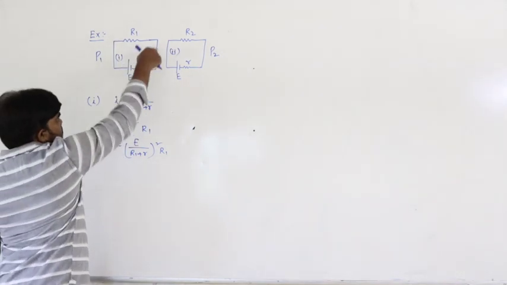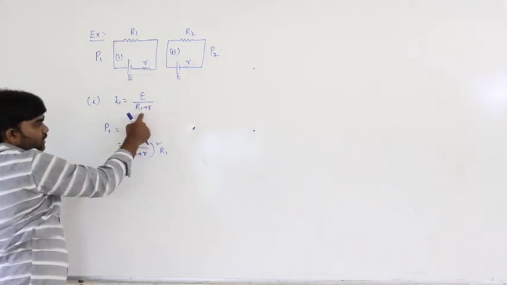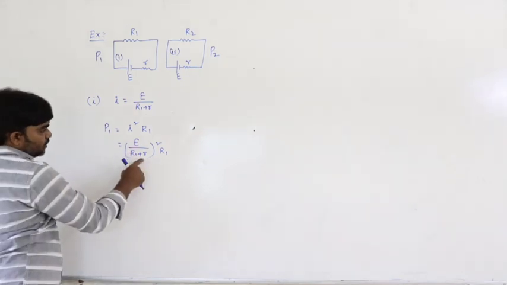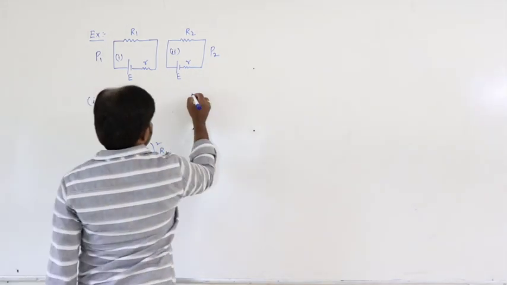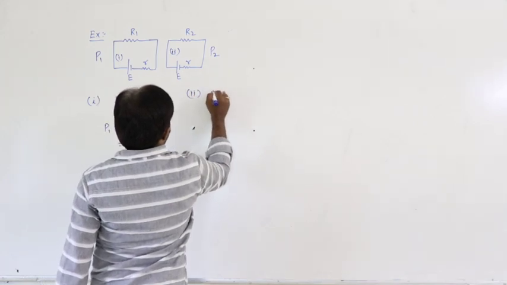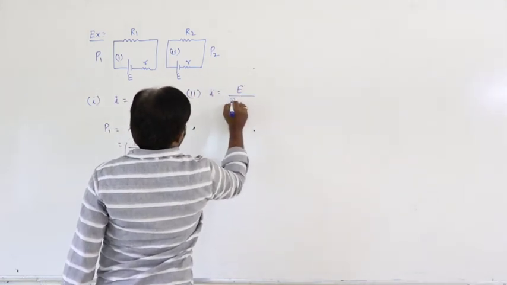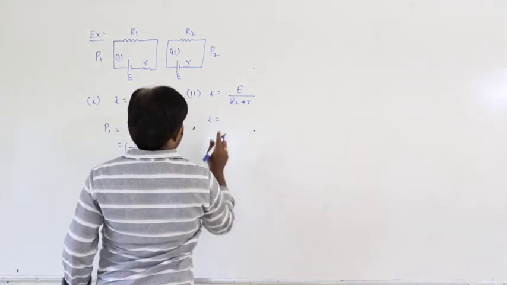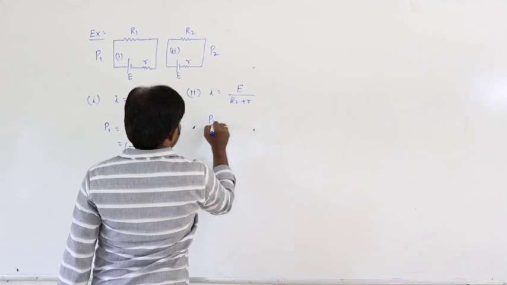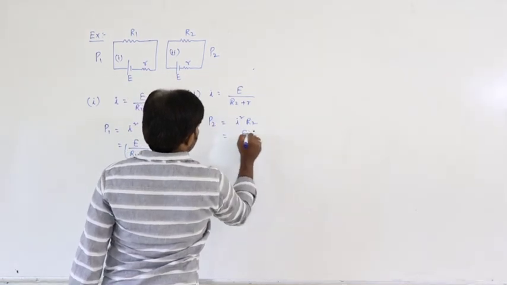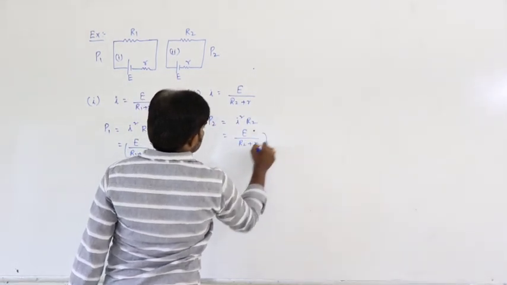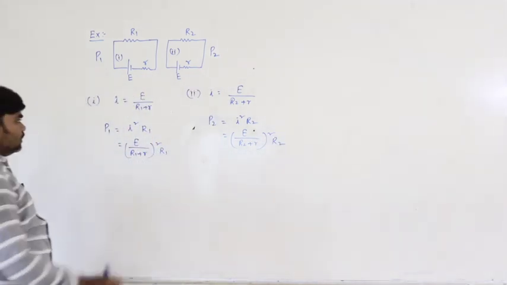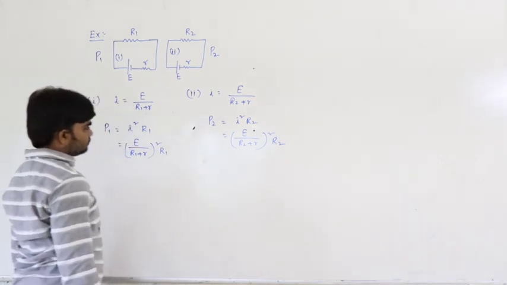Total current passing through the circuit is equal to total EMF by total resistance. P1 is equal to I square R1, so E by R1 plus r whole square into R1. In the second situation, I is equal to E by R2 plus r, then P2 can be written as E by R2 plus r whole square into R2. This is P1 and this is P2.